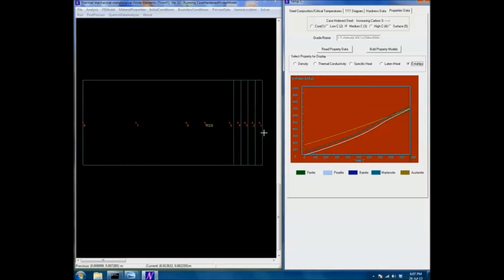What you see here indicated as red crosses are the virtual sensors. The virtual sensors will generate the CCT diagrams and calculate the yield strength and the hardness at those locations. For convenience, we have chosen one location in each sublayer and several locations in the core of the specimen.